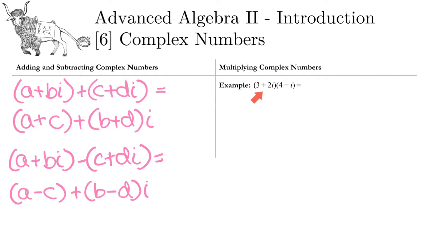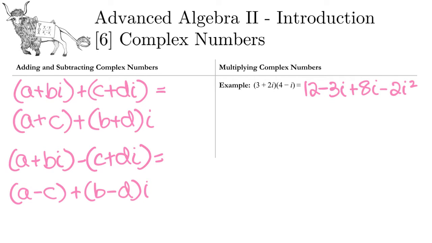We have 3 plus 2i times 4 minus i. We just need to multiply these two binomials together, so we distribute. Multiplying the first terms, we get 3 times 4 is 12. Multiply the outer terms, 3 and negative i, to get negative 3i. Multiply the inner terms, 2i and 4, to get 8i. Then we have the unique one, 2i times negative i, which is negative 2i squared.